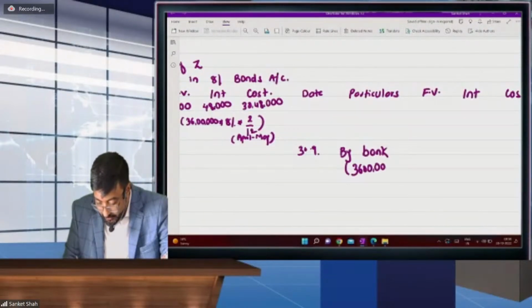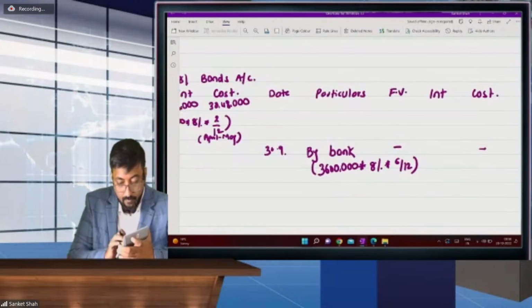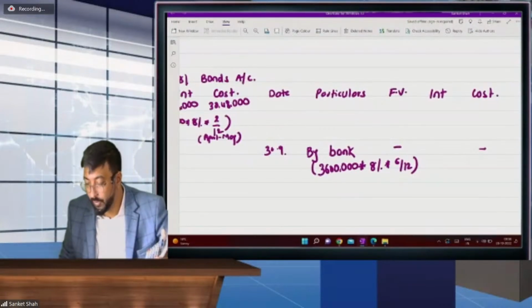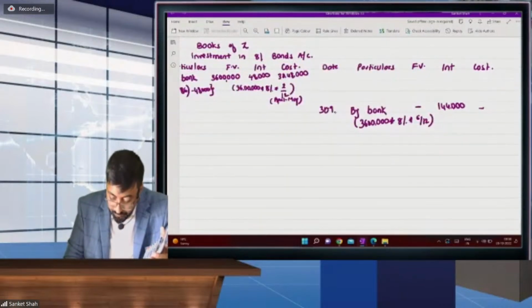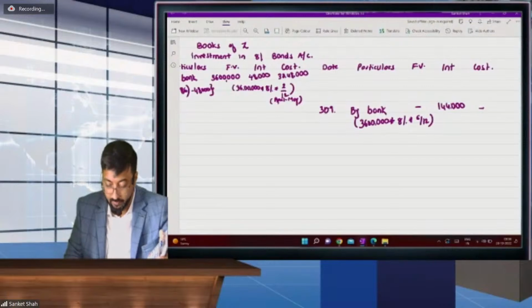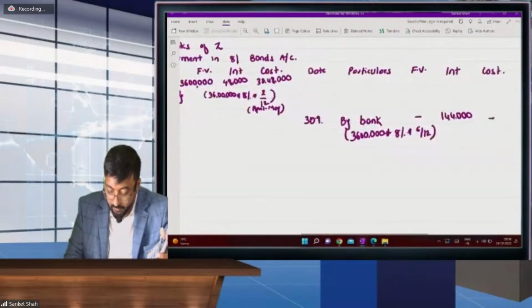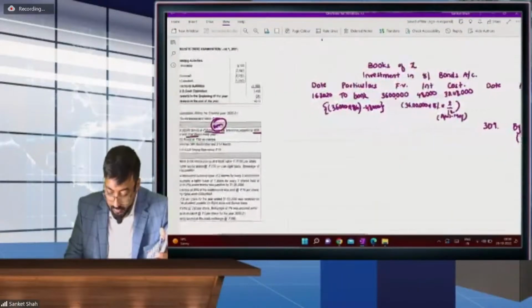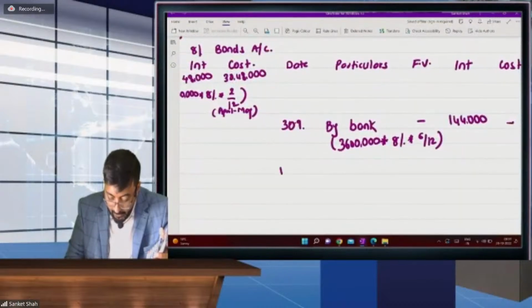36 lakhs into 8% into 6 by 12. 1,44,000. September. Then 15th Feb. By bank.